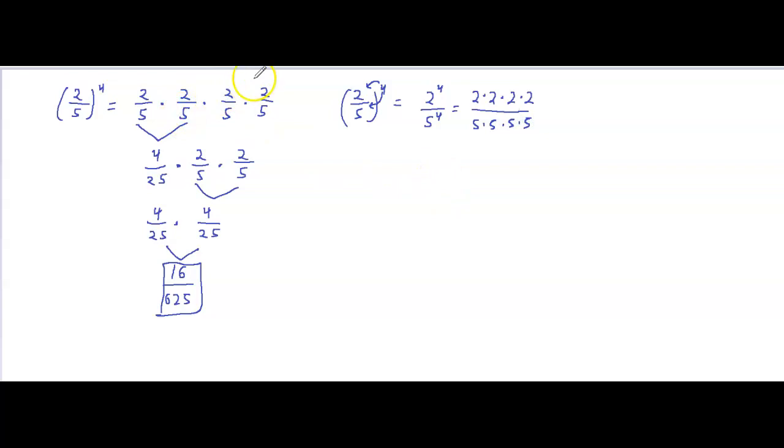And this is essentially exactly the same thing that we had over here, right? Since all you do when you multiply fractions is you multiply across the numerators and across the denominators. So if you multiply this all out, you will again get 16 over 625.